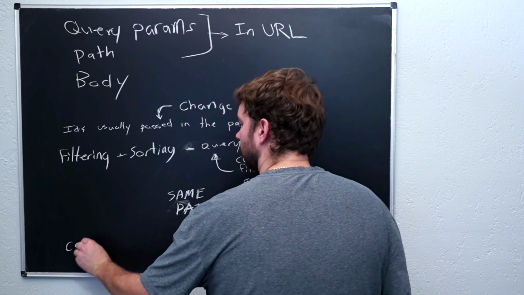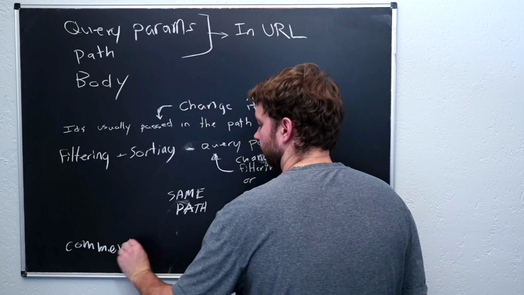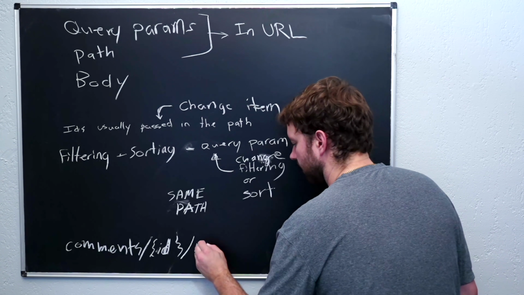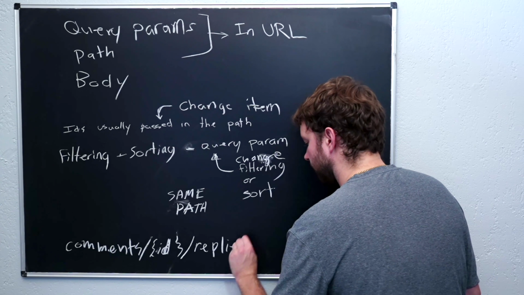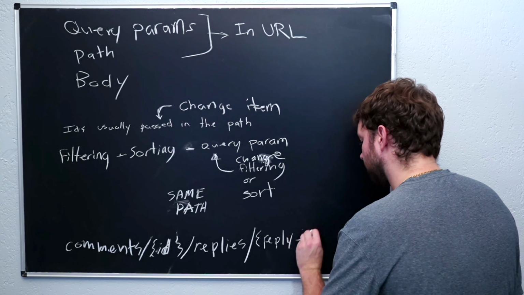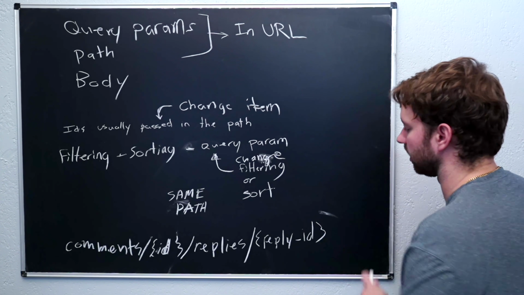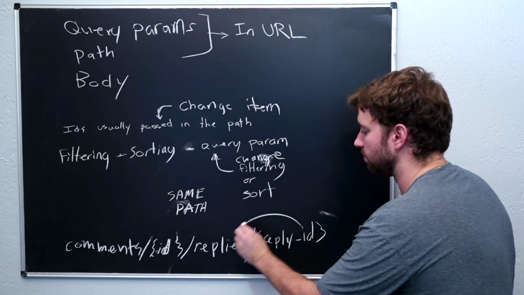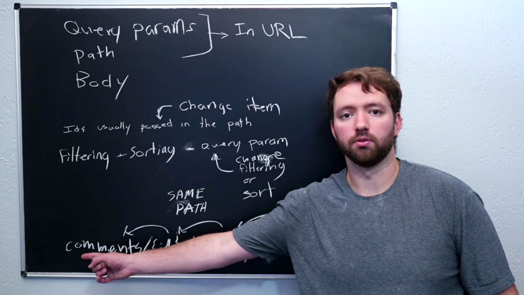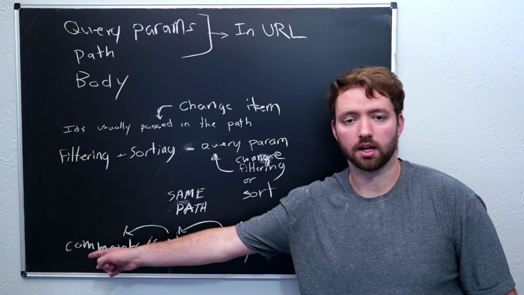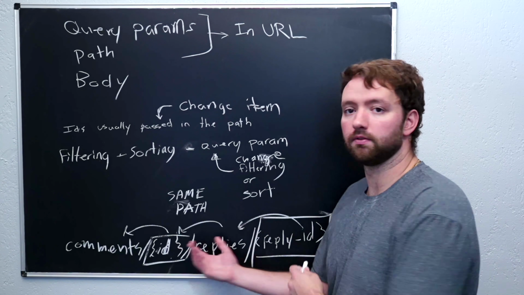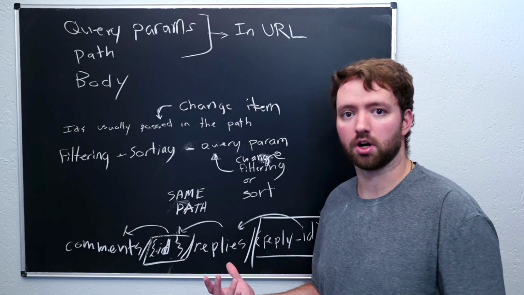So for example, we could have comments, then the comment ID, then we could have replies, and then we could have the reply ID, or whatever it may be. I'm just kind of making this up as I go, but in this situation, we basically work our way up the path to get to the original entity that we're discussing. And we're providing multiple IDs, so they have unique names. Changing either of these is going to change that exact comment we're talking about.